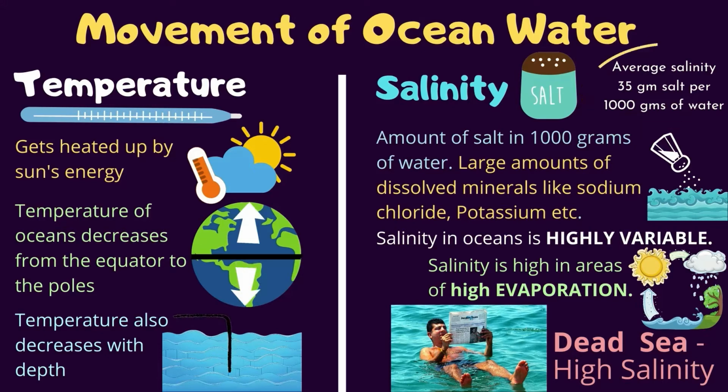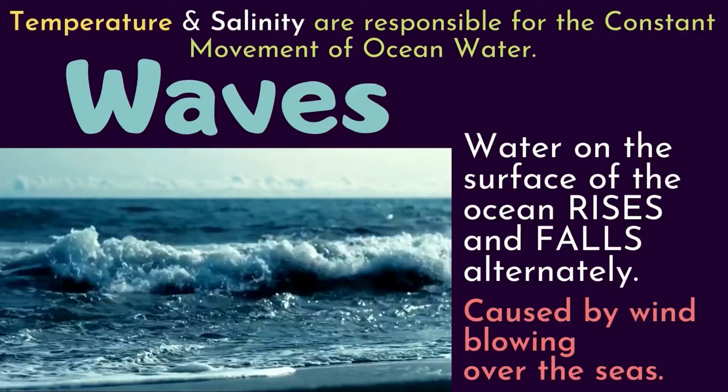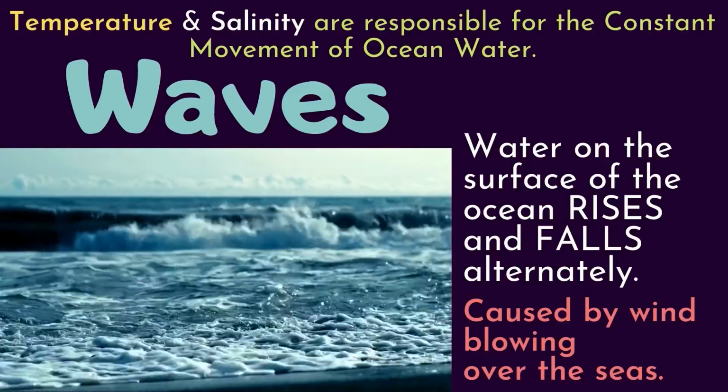Can you see the picture of a man floating on water? He's reading a newspaper. How come he's floating on sea water? That's because he is in the Dead Sea. Why is he floating? Because the Dead Sea water is highly saline. High salinity means a lot of dissolved minerals in that water. So that's the Dead Sea. We saw that temperature and salinity are responsible for the constant movement of ocean water.